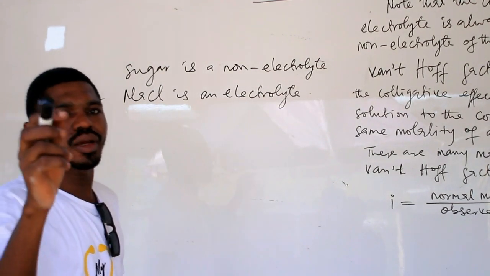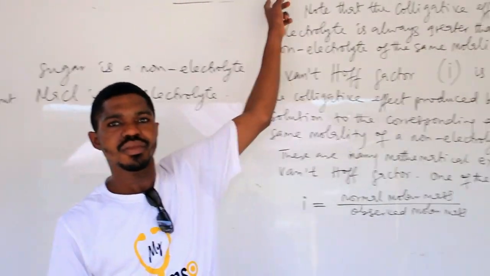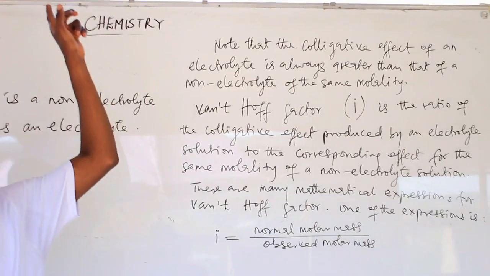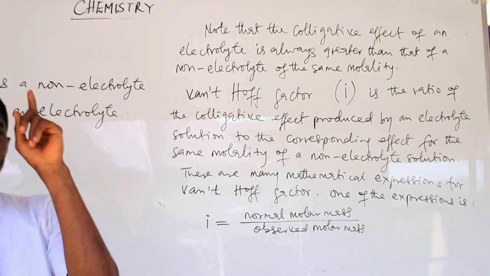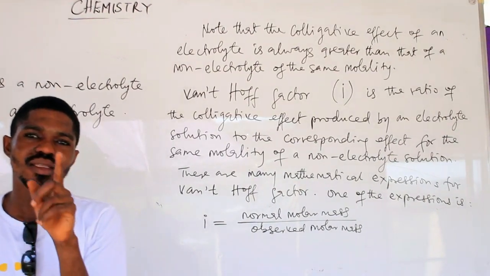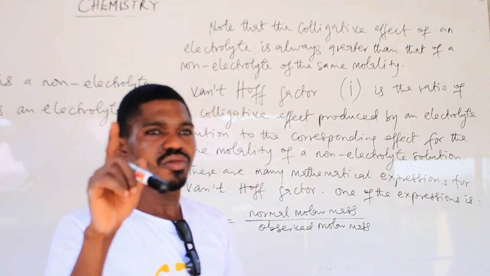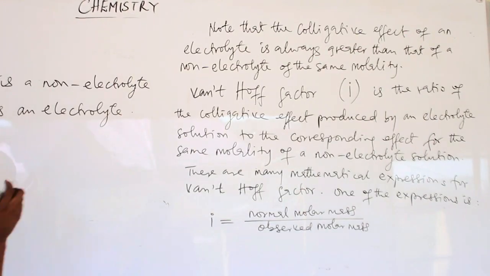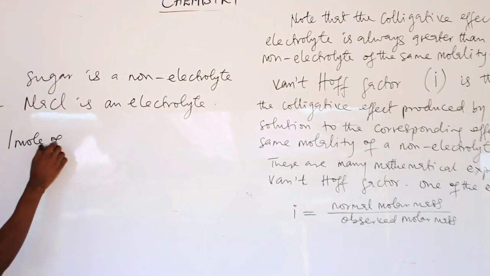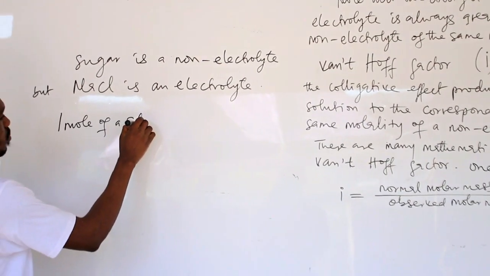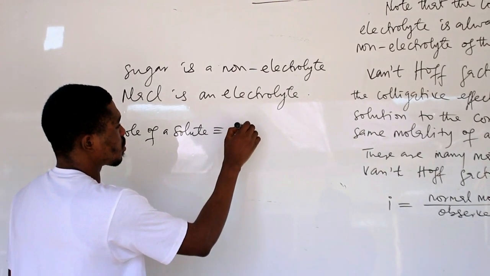Now, what are we trying to say? We're trying to say that the colligative effect produced by an electrolyte is always greater than that produced by a non-electrolyte of the same molality. What am I trying to say? Watch this. You know very well that 1 mole of a solute is equivalent to the molar mass of the solute.